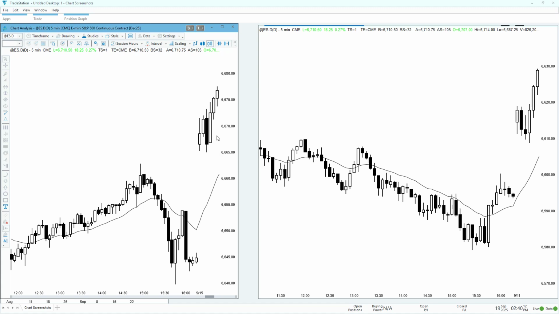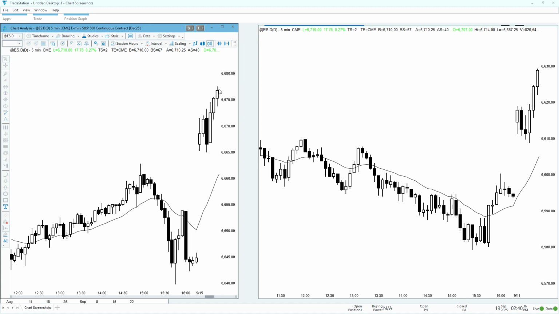The two things that stand out to me are the overlap between the bars and the size of the bars getting much smaller. So look at this bar overlapping the prior bar by about 80%, maybe more. Same with the next bar. And then the next bar maybe overlaps the prior bar by 50%.